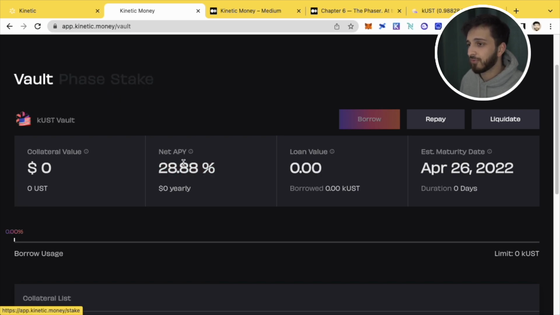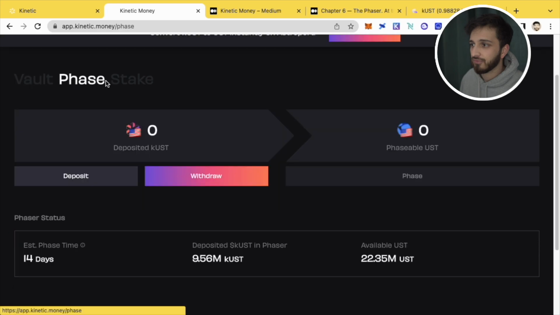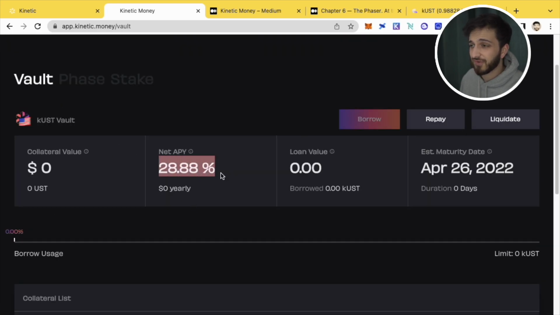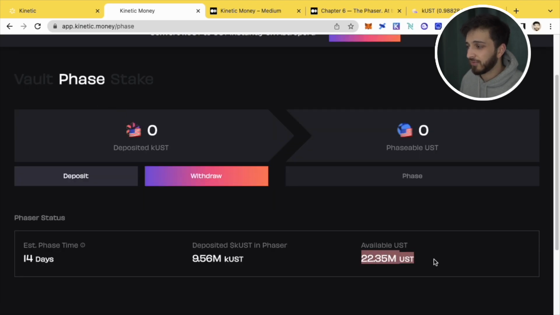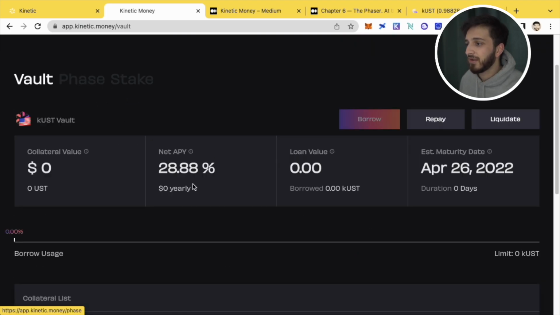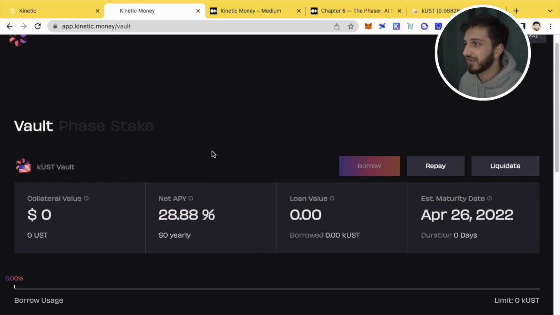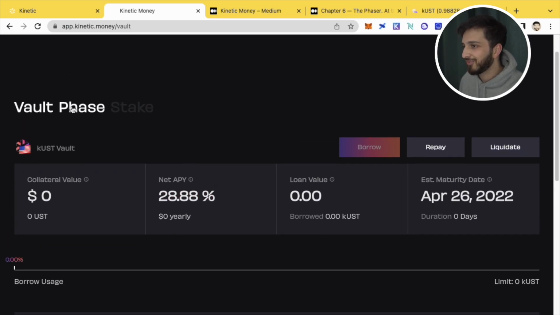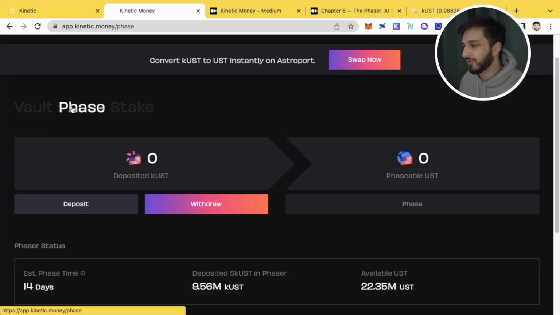Now, if everyone were to not use the phaser, this APY would increase even further. The more people that use the phaser, the more these funds are drained out, and the closer this is going to go to that base 19%. So really, we don't want people to use the phaser, although I do understand why people would do it, because it's an incredible arbitrage opportunity.